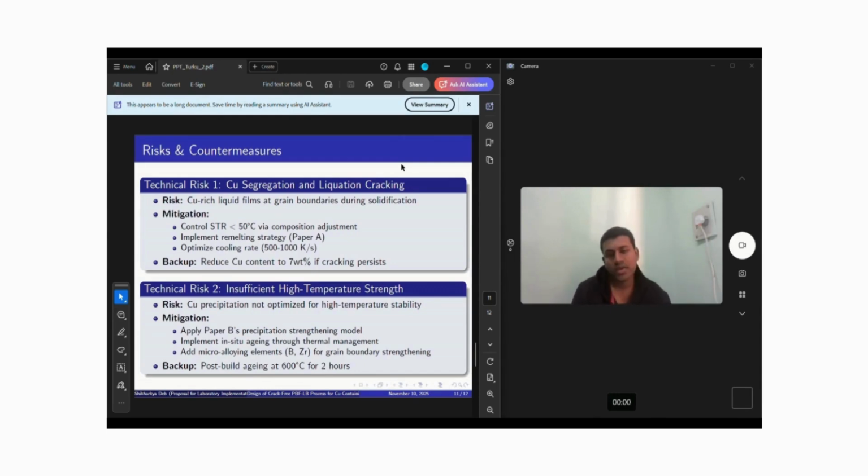Why are these liquid films dangerous? Because they cannot support mechanical loads when thermal contraction stresses develop during the cooling. These weak liquid films tear open, creating intergranular cracks. What is our mitigation strategy for this?